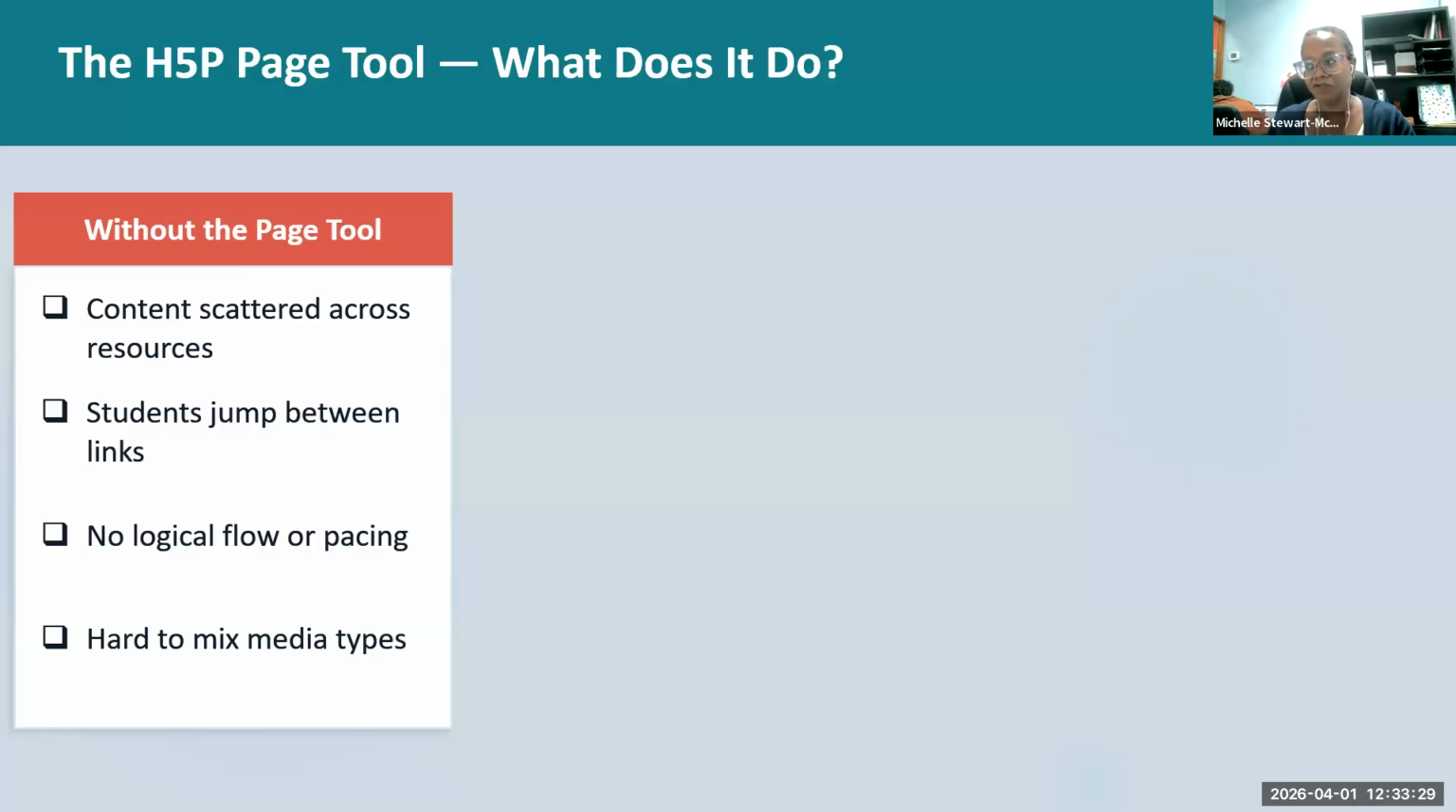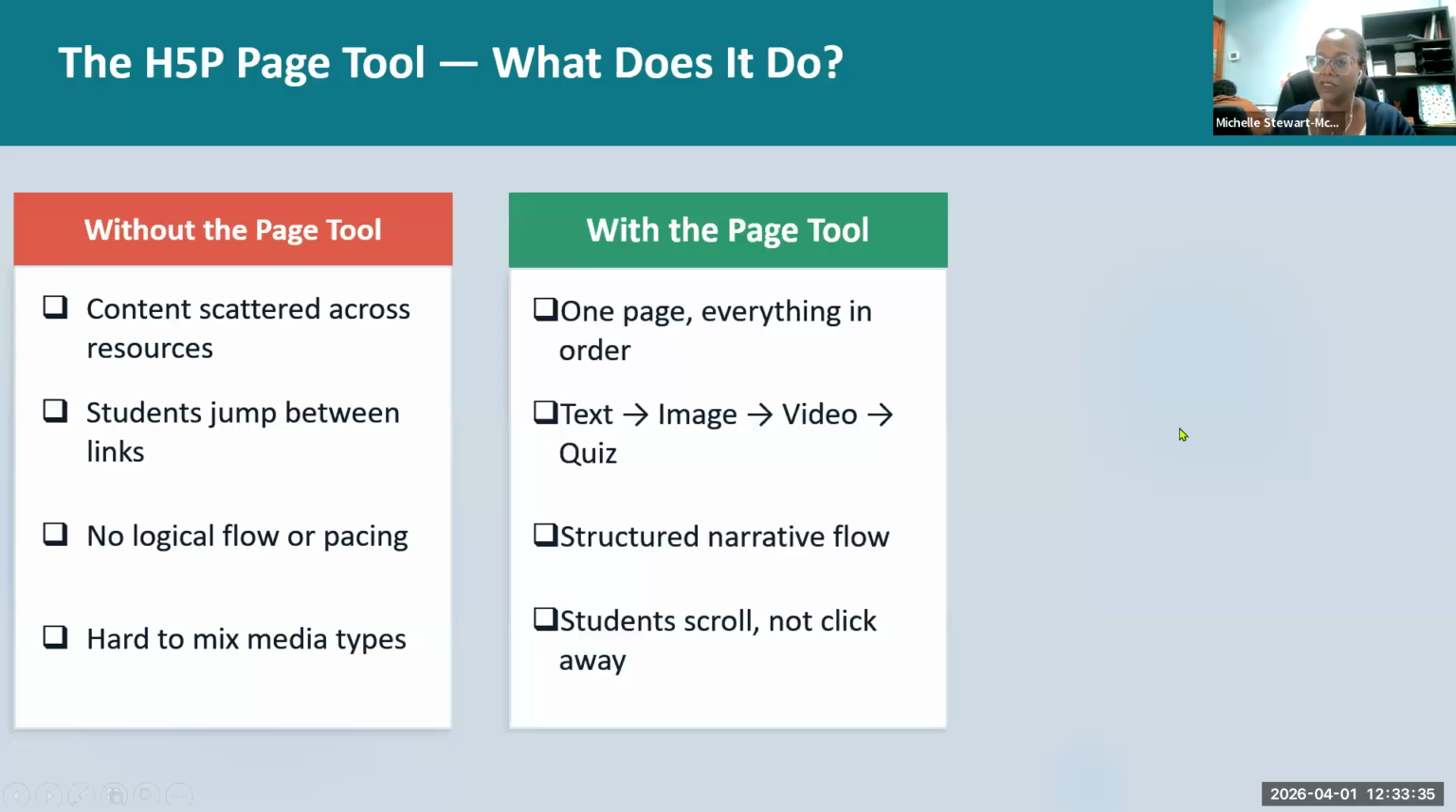And it makes it difficult for you to mix media types, especially if you're using that. What we suggest is that with the H5P page, you have one page, you can organize it exactly how you want. You can have text and image and video, then quiz. You have a narrative flow based on what you have put together. And the students do more than just clicking at different things on the VLE. They get a chance to scroll and interact.